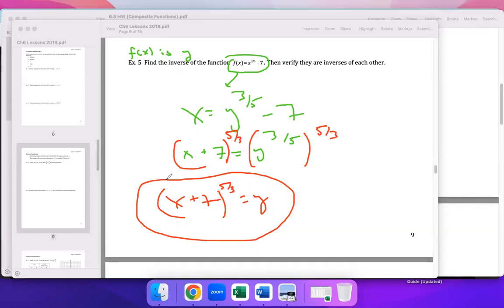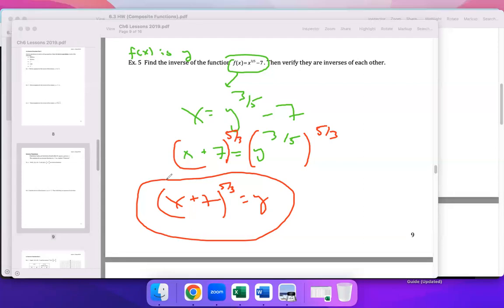Right. But you can't do this, right? That's a totally different thing. What would that be? That would be 41. So it's the same thing. If you have x plus 7 raised to 5/3, that's the best I can do, right? If I did this, that's a totally different expression.